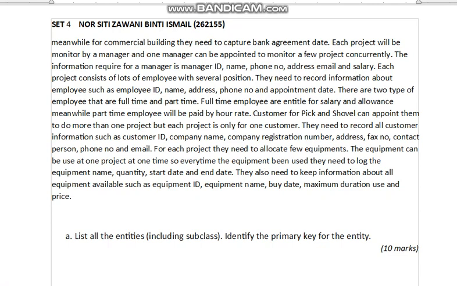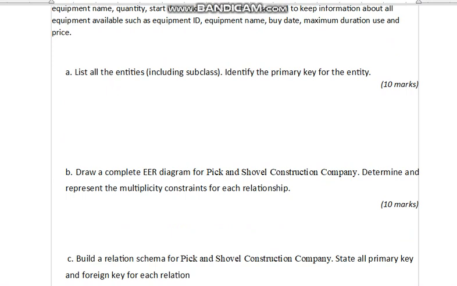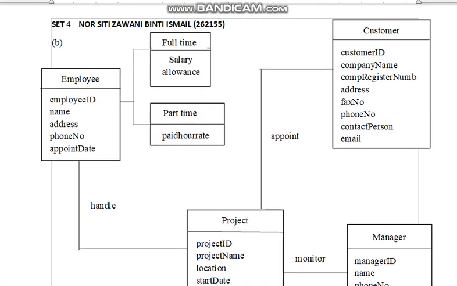I have to list all the entities including subclasses, and I have to identify the primary key for the entity. This is the subclass, and project ID, employee ID, manager ID, customer ID, and equipment ID are the primary keys. Okay, we go to question 2. I have to draw a complete ERD diagram for Pick and Shovel Construction Company, and I have to determine and represent the multiplicity constraint for each relationship. Okay, we go to the ERD diagram.